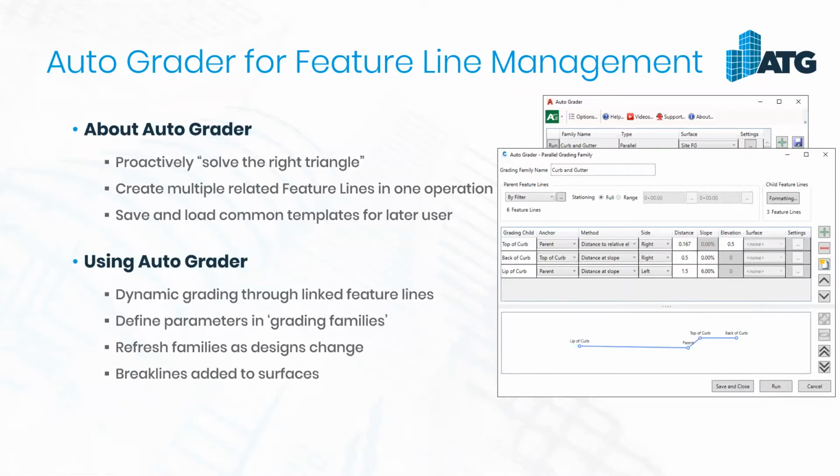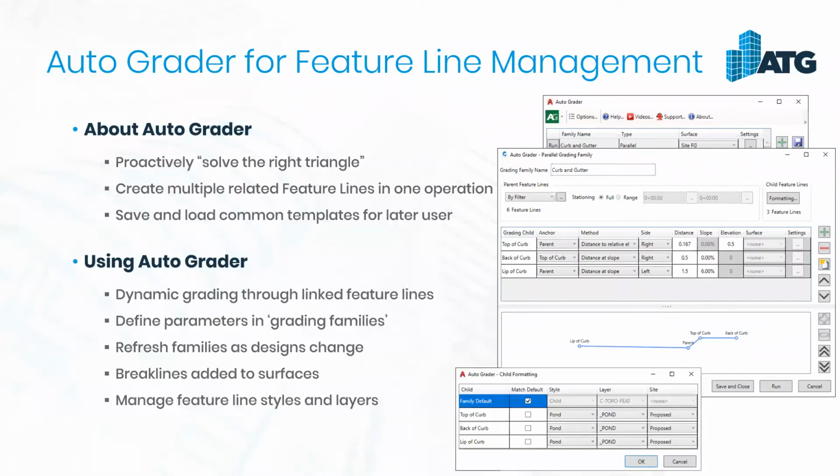AutoGrader also has an opportunity to automatically add these feature lines to our surface as a breakline. We can be proactive, again, about our supplementing factors, our weeding factors, things like that. And then we also get to manage all of our styling and layering considerations when we are creating these new feature lines as part of our design. I'm not going to get into all of the different ways that we can use this tool because they're almost infinite, but I'll go over a couple of those basics today when I actually get inside the software in a few minutes.